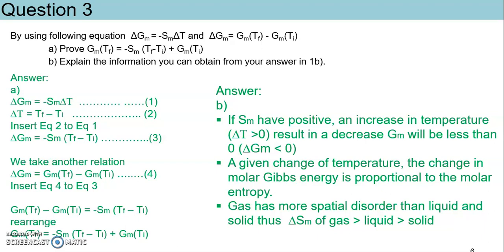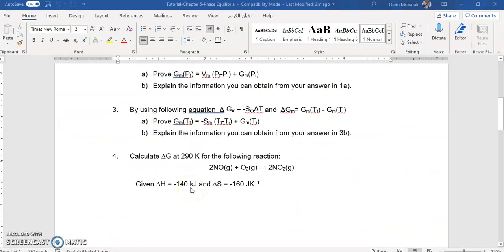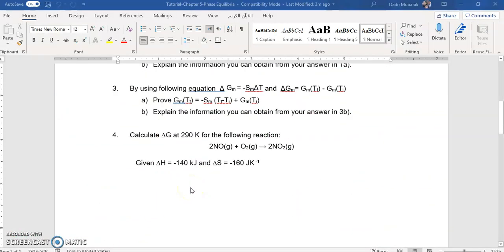And besides, you also can prove your answer in 3B by sketching a graph. So you can refer to my lecture note on how to sketch the graph for this equation. Okay, next, let's move to question 4. Question 4 asks us to calculate delta G at 290 K, K is in Kelvin, for the following reaction.